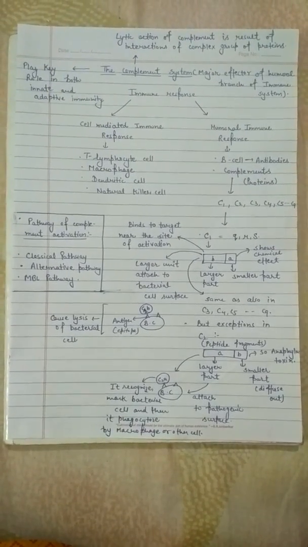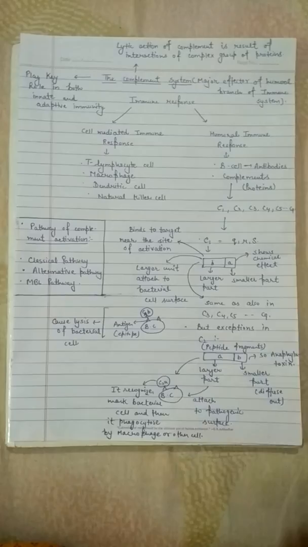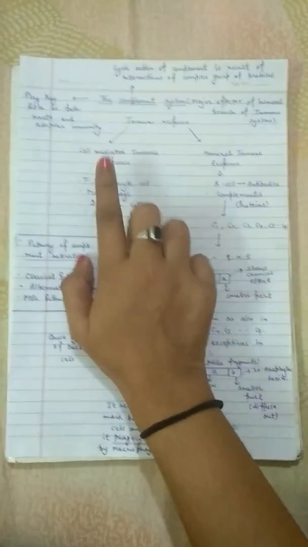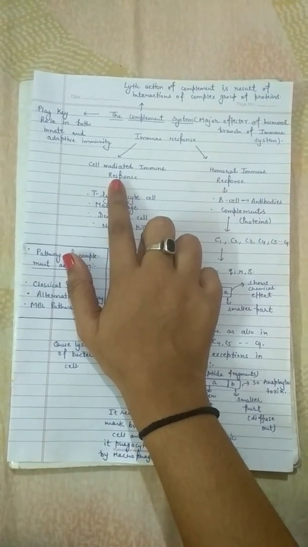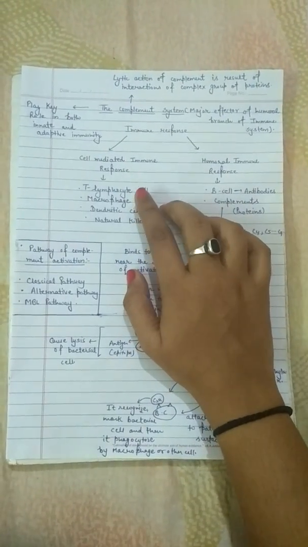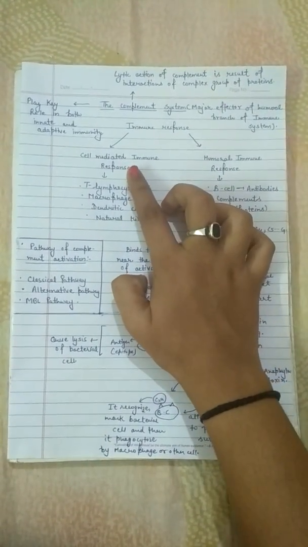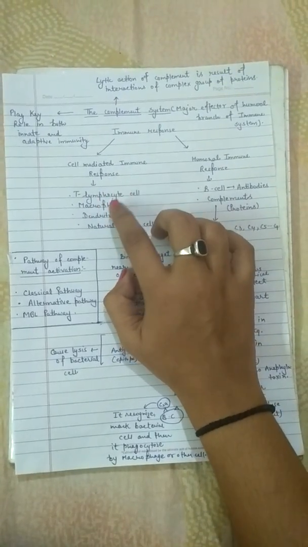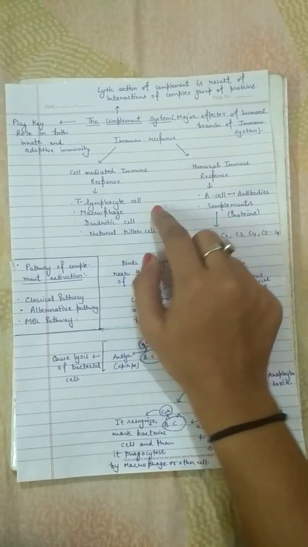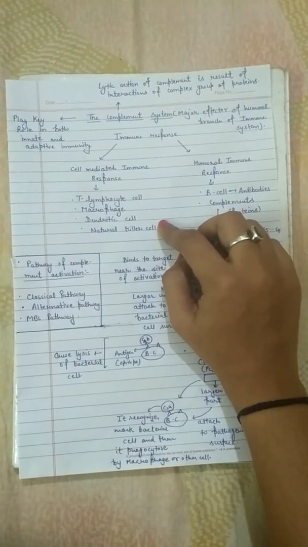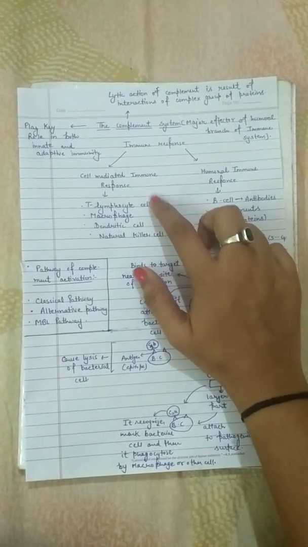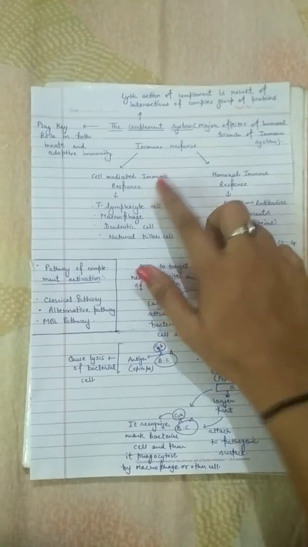Our body's immune responses are of two types. One is the cell mediated immune response and the other is the humoral immune response. Cell mediated immune response, as the name suggests, is mediated by cells. There are many cells which help in the activation of this immune response: T lymphocytes, macrophages, dendritic cells, and natural killer cells. All these cells, and many others, help in the cell mediated immune response and activate it.